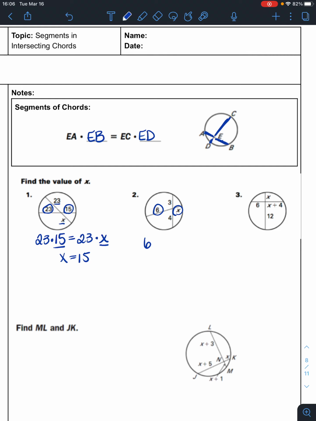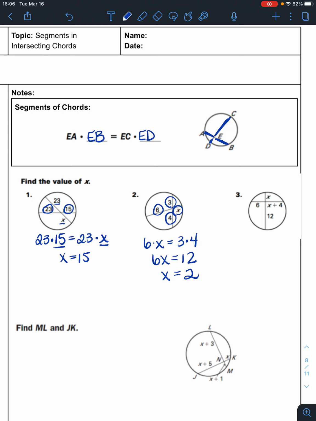So let's look at one that we need to look a little bit more at. You look at your pieces, 6 and X. So I would say 6 times X, and then 3 times 4 equals 3 times 4. So let's do some simplifying. 6 times X is 6X. 3 times 4 is 12. And that means that X is 2.